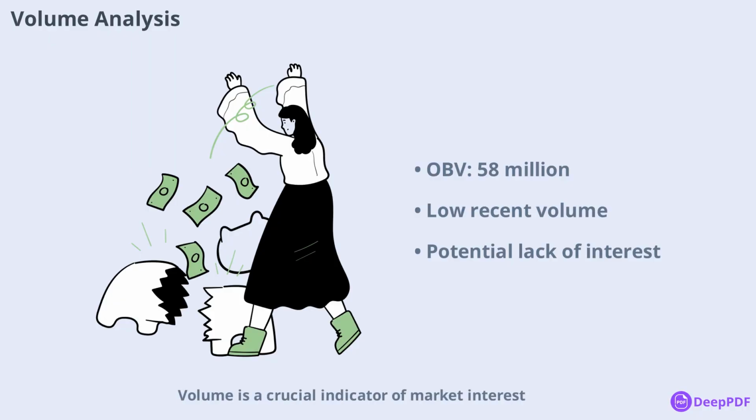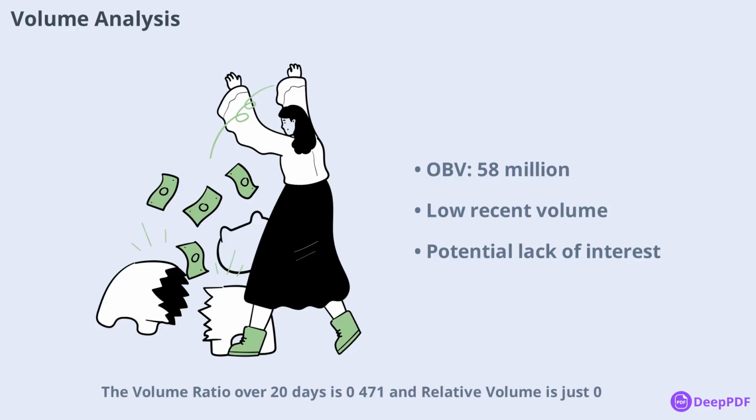Volume is a crucial indicator of market interest. THMO's on-balance volume, OBV, is over 58 million, but this number is skewed by a few high-volume days. The volume ratio over 20 days is 0.471, and relative volume is just 0.347, indicating that recent trading activity is well below average. Low volume can signal a lack of investor interest or a waiting period before a potential move.